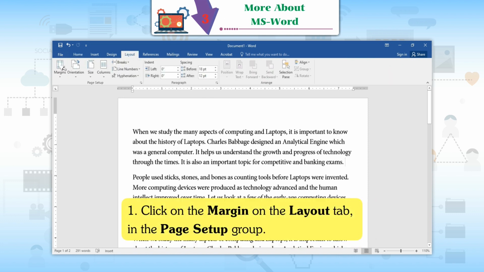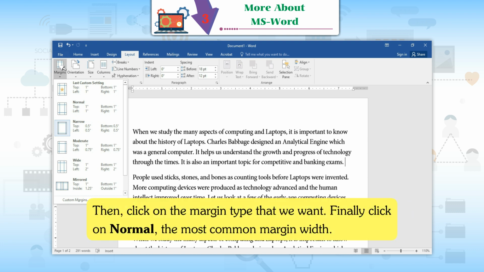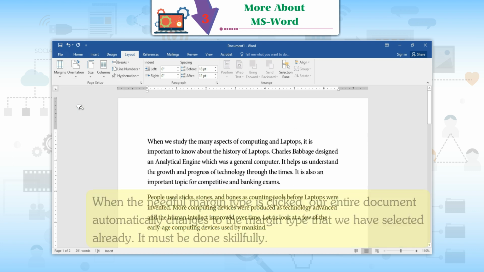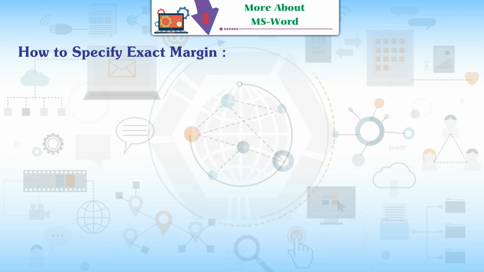Click on the margin on the Layout tab in the Page Setup group. Then, click on the margin type that we want. Finally, click on Normal, the most common margin width. When the needful margin type is clicked, our entire document automatically changes to the margin type that we have selected already. It must be done skillfully.